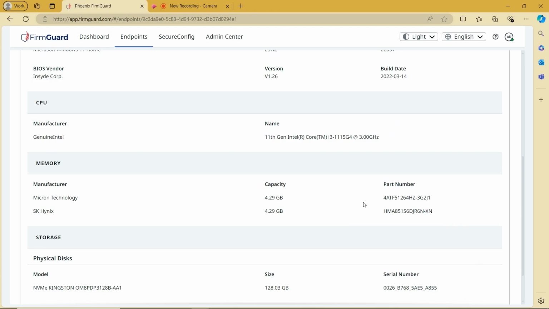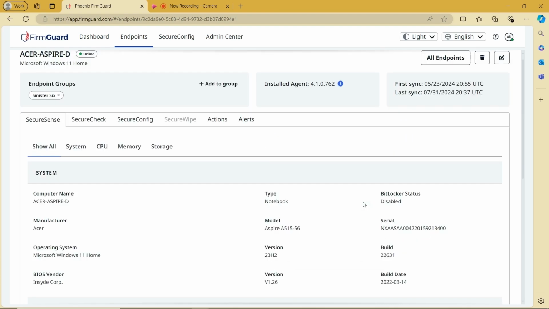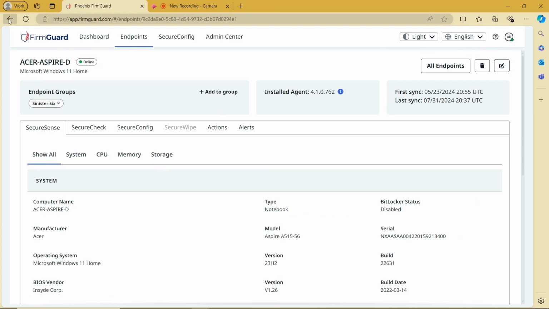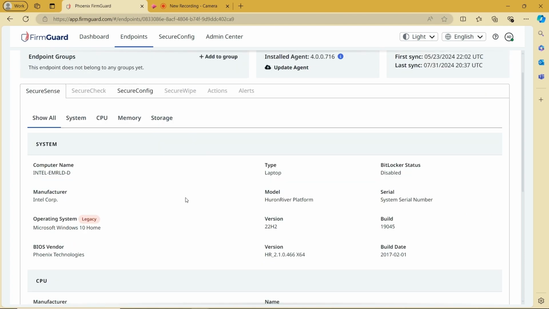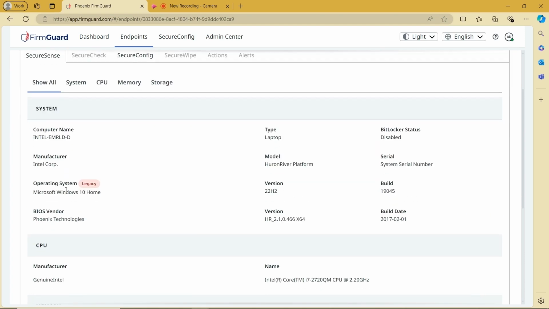Now, one other aspect that I want to show you about SecureSense is really security related, and I'll have to go back and pick on this particular endpoint to show you. You'll notice we're in the same SecureSense area, but here there is a legacy label. And what that means is that this particular endpoint is in so-called legacy BIOS mode. And essentially what that means is it is not using the latest standard for BIOS, which is called UEFI. And that's actually really, really bad because if it's using legacy BIOS mode, meaning the non-latest standard, it's extremely vulnerable to BIOS firmware attacks.